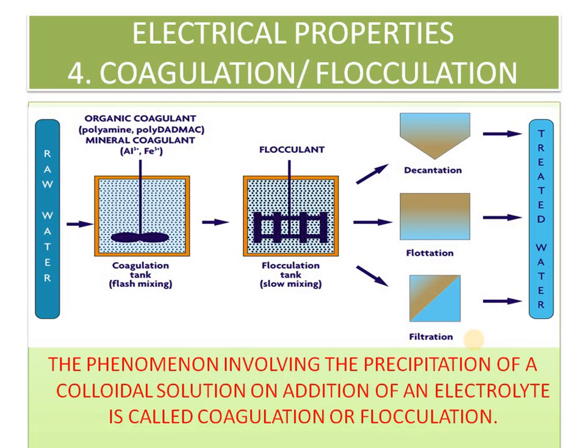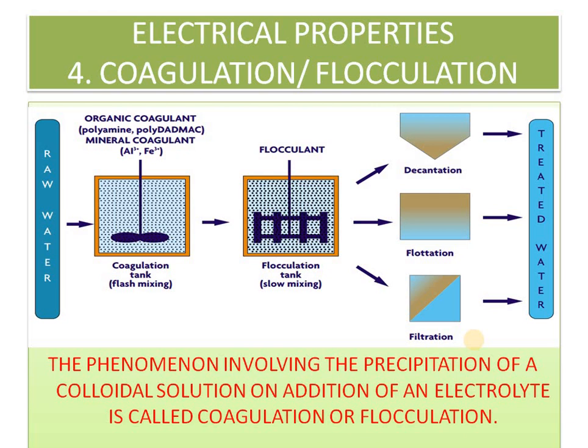Now, the next is coagulation and flocculation. Here the two terms are used one way or the other, but a slight difference is there. Wherever there is agitation and flash mixing after addition of coagulant, it is known as a coagulation tank. When there is fast mixing, it is the coagulation tank; where the mixing is very slow, it is called a flocculation tank.